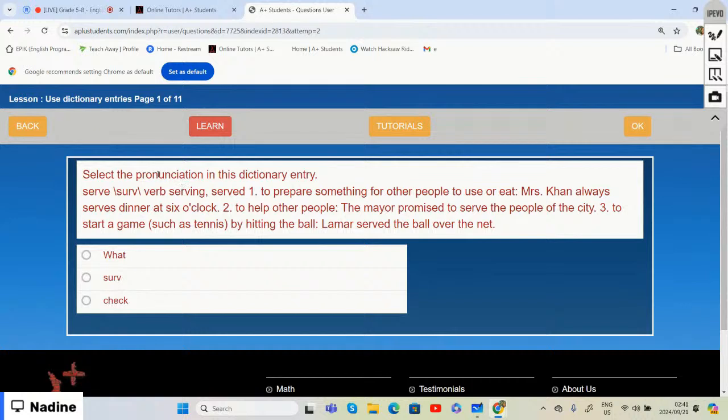Now it says, select the pronunciation in this dictionary entry. Remember, I told you they give you the word, the pronunciation, the part of speech, and so on. Select the pronunciation in this dictionary entry. Is it option one, what? Is it option two, serve? Is it option three, check? So here we have our dictionary entry. We have the word serve. Then they have a verb, serving. Then we have the meaning of the word. There are three meanings to those words, as well as an example of how to use it. So the pronunciation, how we say the word, is it option one, option two, or option three?